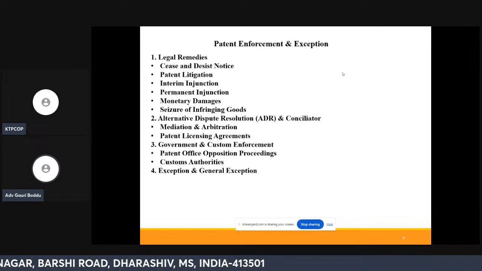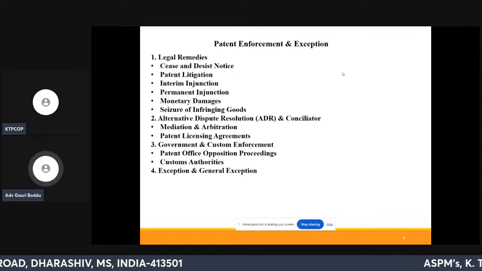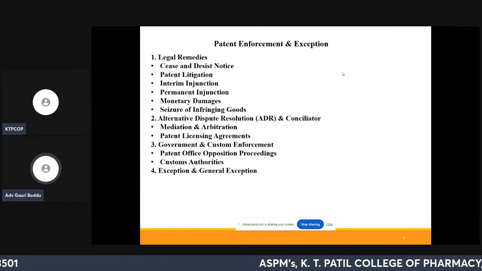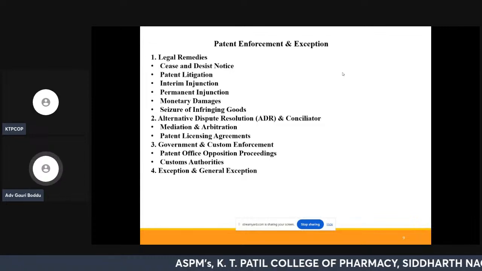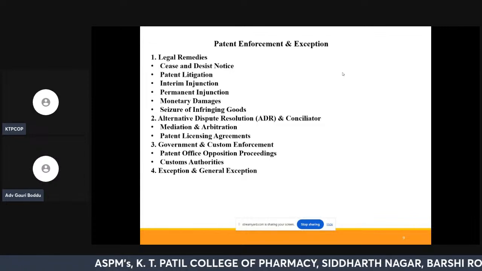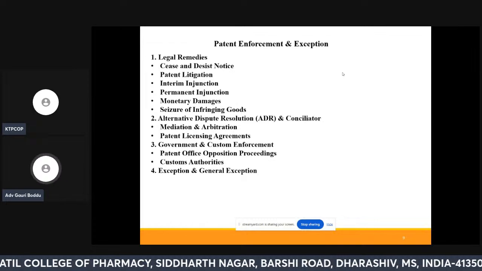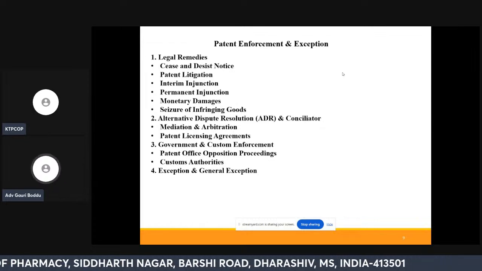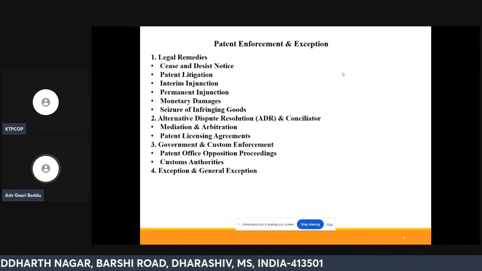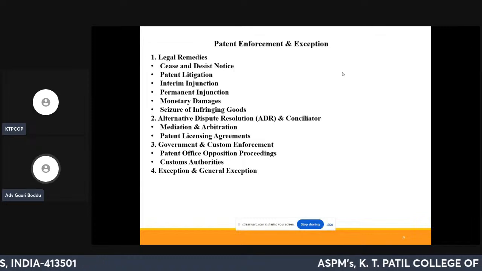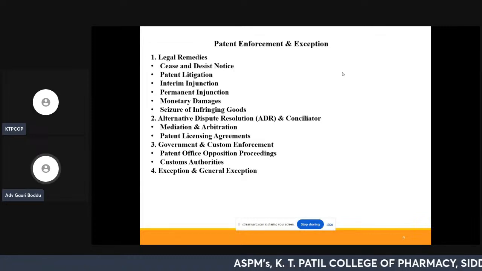Government and customs enforcement. So now, patent office opposition proceedings. Third parties can oppose the grant of a patent, through pre-grant or post-grant oppositions. Now if you have filed your patent in the patent office, a third party can file an opposition where he can say that my patent is also related to that, or there might be any other opposition. So it is related to patent office opposition proceedings.